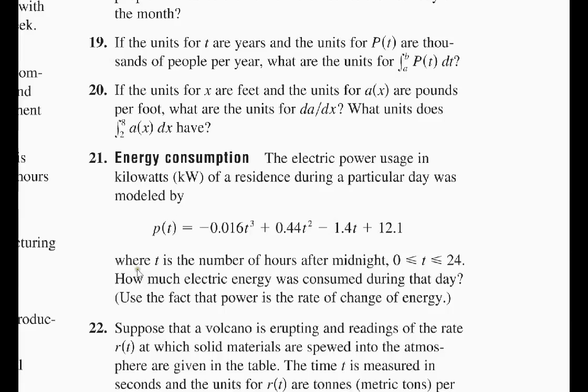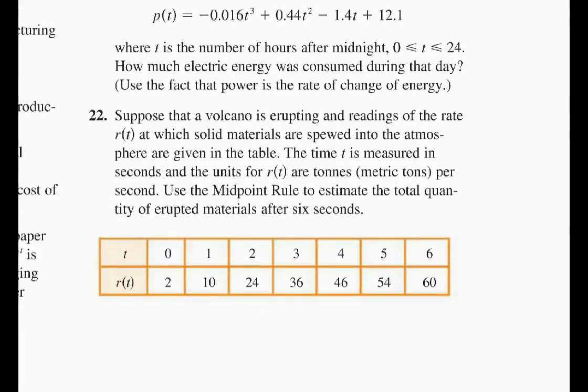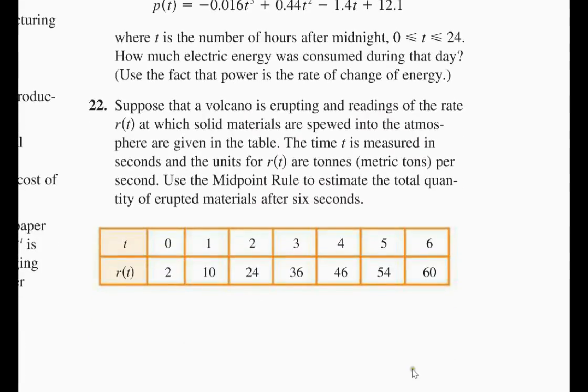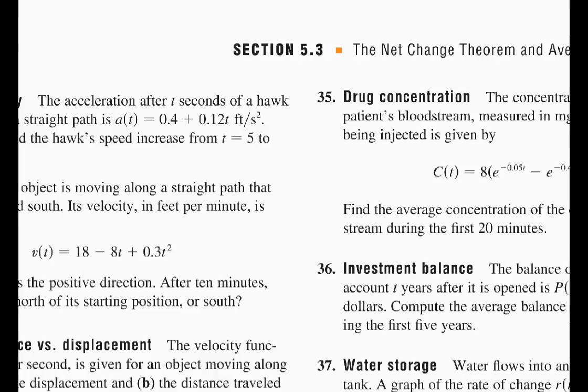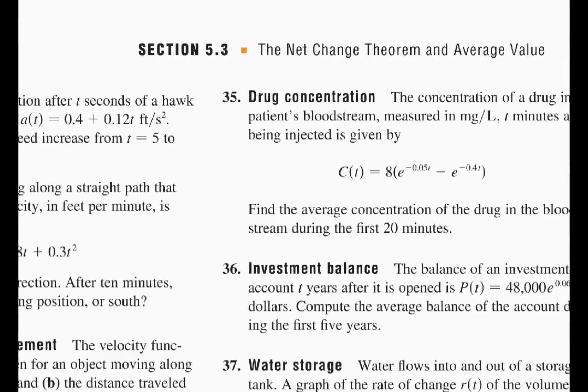I go down. This one, these can get confusing because I don't know whether I'm talking about the average rate of change immediately or not. How much electricity was consumed during that day? Consumed, so this is a total accumulation. So antiderivative, accumulate from 0 to 24 of this. It's all about the setup. And let's go to the next set of questions.